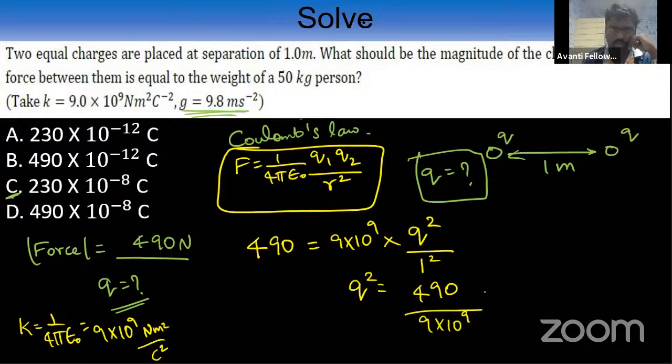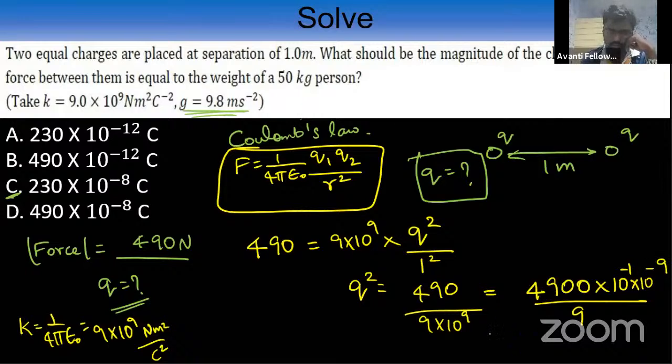Come on, guys, tell me what I would get. Try to simplify this. Yes, I would get 490. I'll put one more zero and take 10 power minus 1, by 9 into 10 power 9. If I take just 10 power 9 up in the numerator, I'll get 10 power minus 9. So what would I get? 4900 by 9.